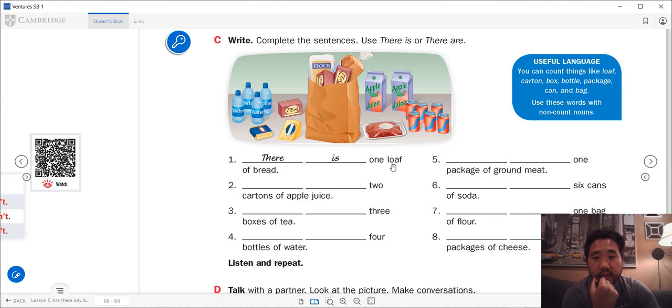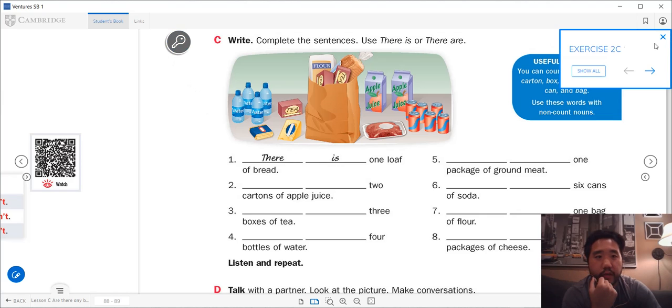Loaf is singular, so you have to use "there is" to make a statement. So, there is one loaf of bread. And then number 2, blank, 2 cartons of apple juice. We have 2 cartons of apple juice.